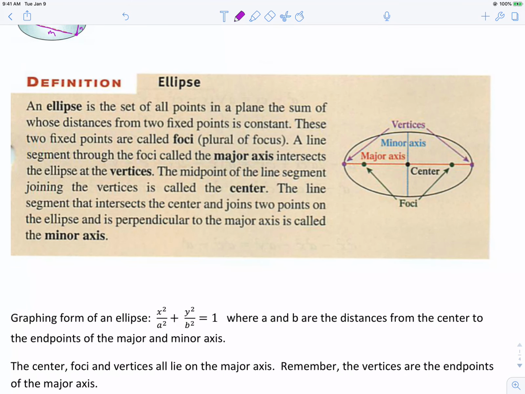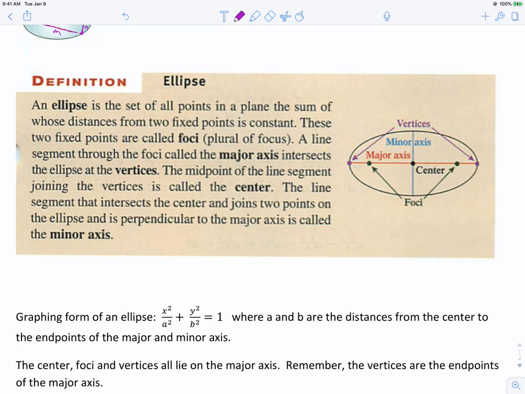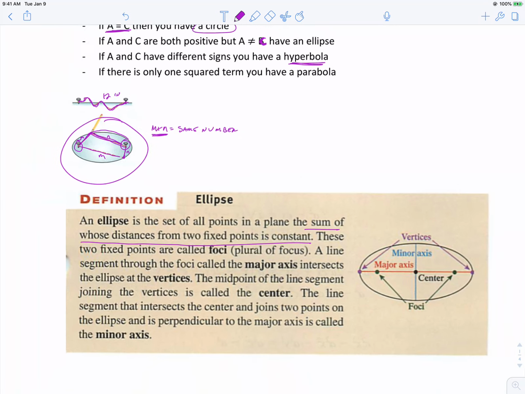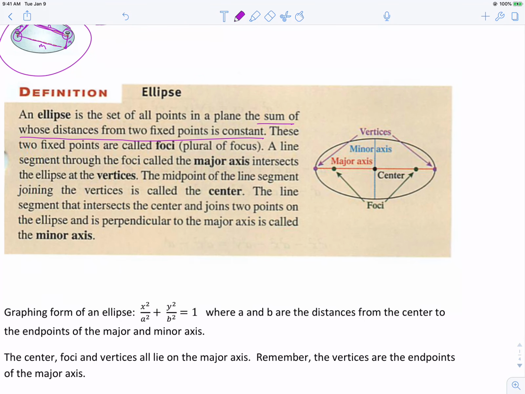So we're going to define it. An ellipse is the set of all points in a plane where the sum of whose distances from two fixed points is constant. So that's this thing up here, like what we just said. The sum of the distances back to these 2 points that are fixed, they're nailed in, the sum of those is always the same, and we get this ellipse, okay?